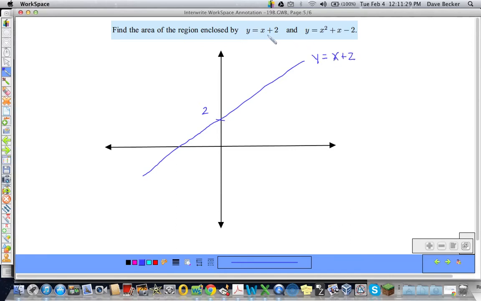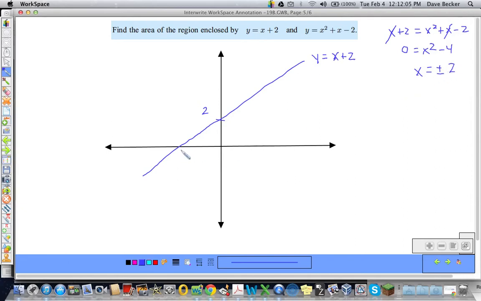Okay. So if it's bounded by these two curves, I have to see where these two curves intersect to get my bounds. So I set x plus 2 equal to x squared plus x minus 2, to see where their x coordinates are equal. The x's go away because they're the same. So I get 0 equals x squared minus 4. And solving that, x equals plus or minus 2.